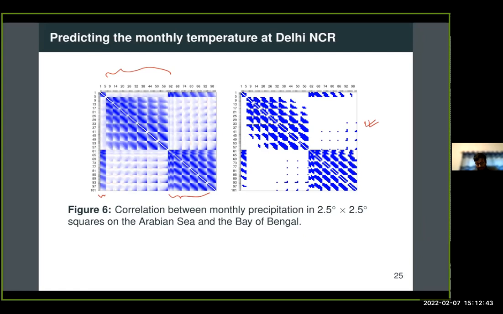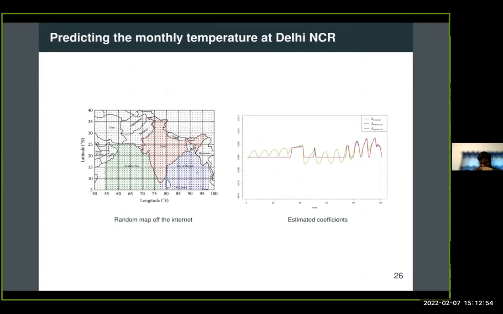We applied group lasso as well as our heat flow based procedure with this graph. So here's the result. This is a map that I don't have a source for; I found it in Google Images. Conveniently, there's a 5 cross 5 degree grid laid on it, while my grids are 2.5 cross 2.5. So this is one of the locations, and Delhi NCR is somewhere around here.